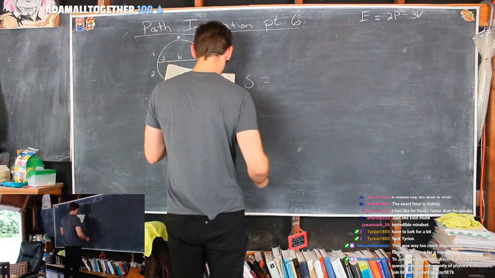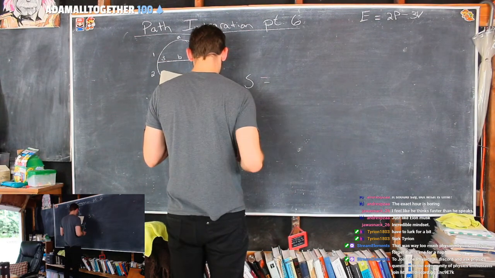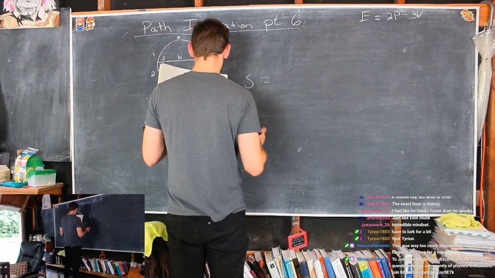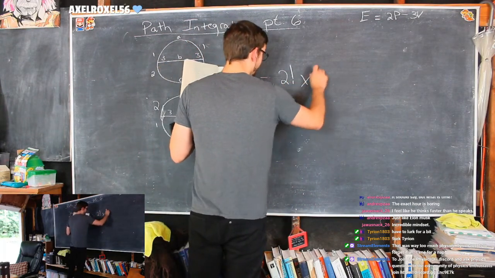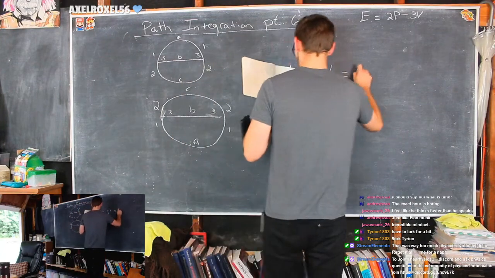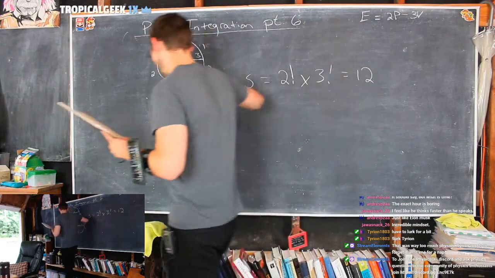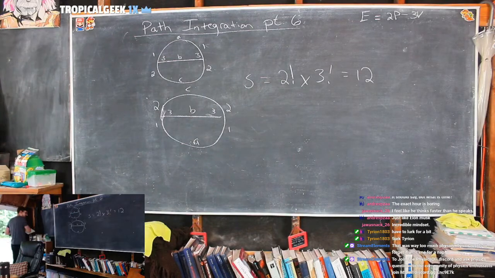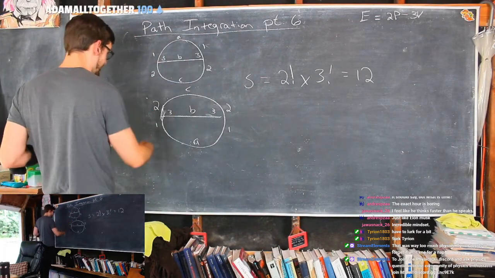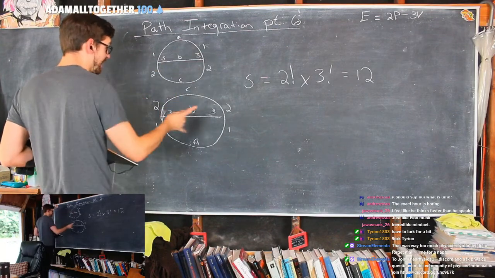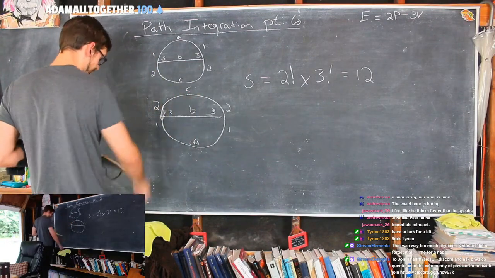Well, how many ways is there to do this? There's 2 factorial times 3 factorial, which is equal to 12. So the symmetry factor by switching these, for this diagram alone, is 12, just because we can do all of that. We can reiterate the same symmetries by doing different ones of the rules that we listed before.